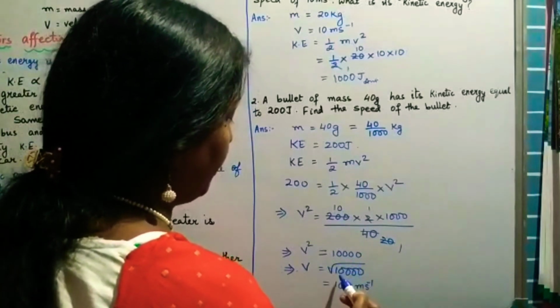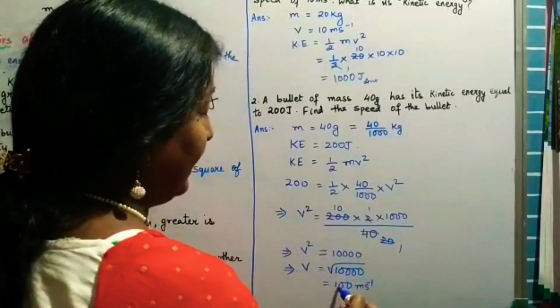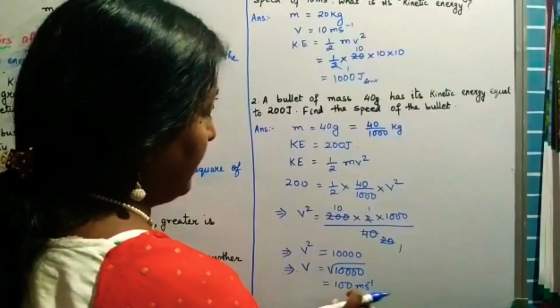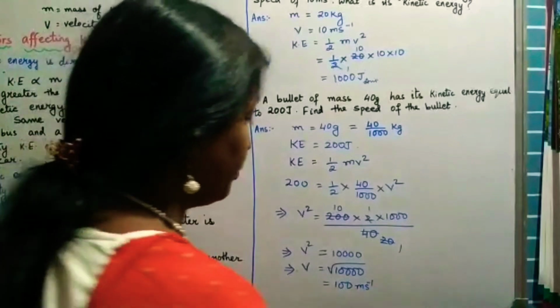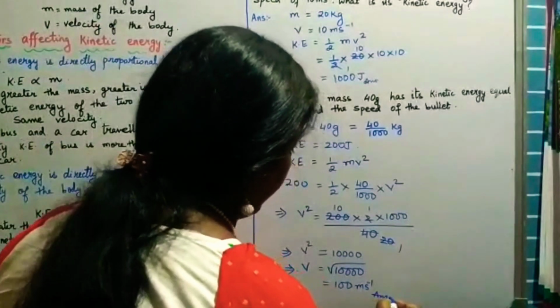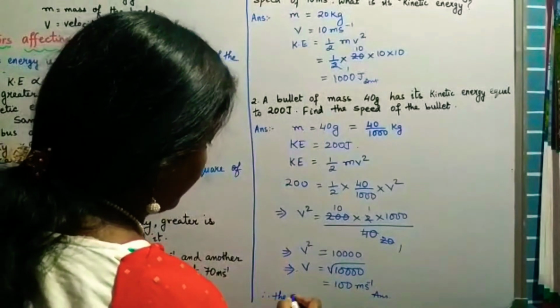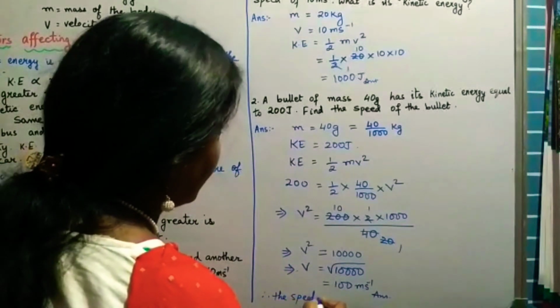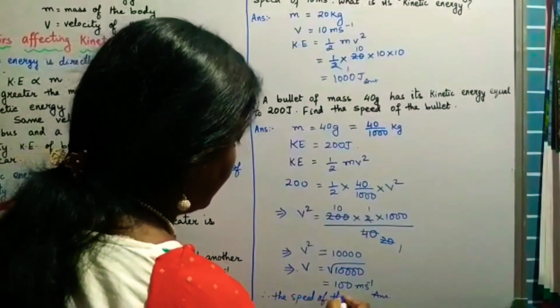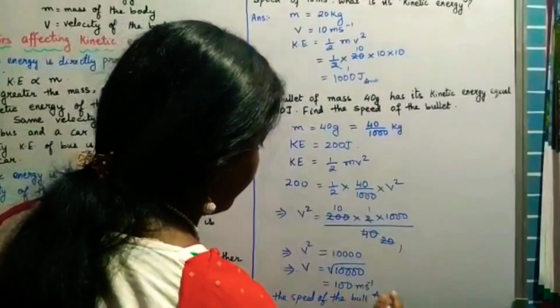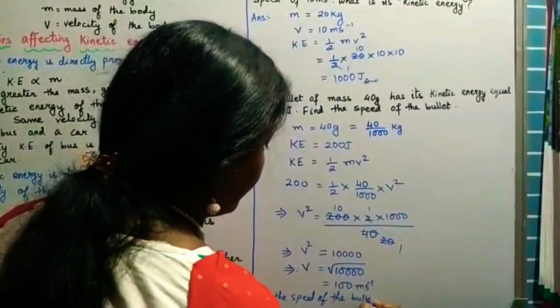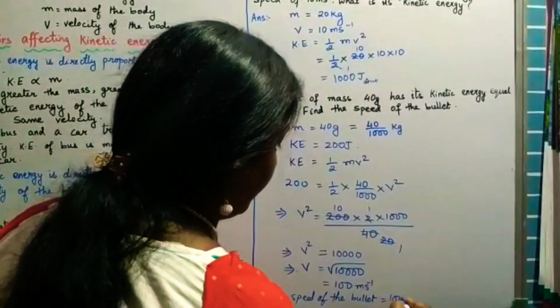We get 100 meter per second. That's the SI unit of velocity. So this is our final answer. You can mention it like this, or you can also write it as, therefore the speed of the bullet is equal to 100 meter per second.